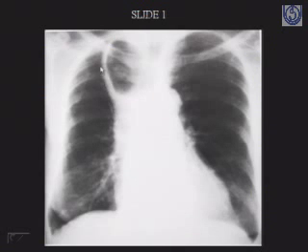You are just finding a linear opacity in the right upper zone, which is going supra- and infraclavicular both. So, well defined. Whenever you see a linear opacity which is going above the clavicles and down to below the clavicles, what does it indicate? Is it a parenchymal pathology?